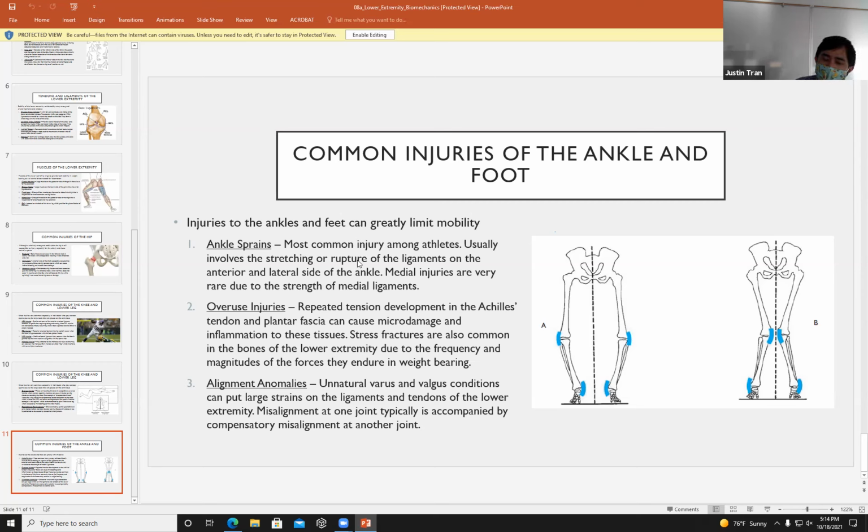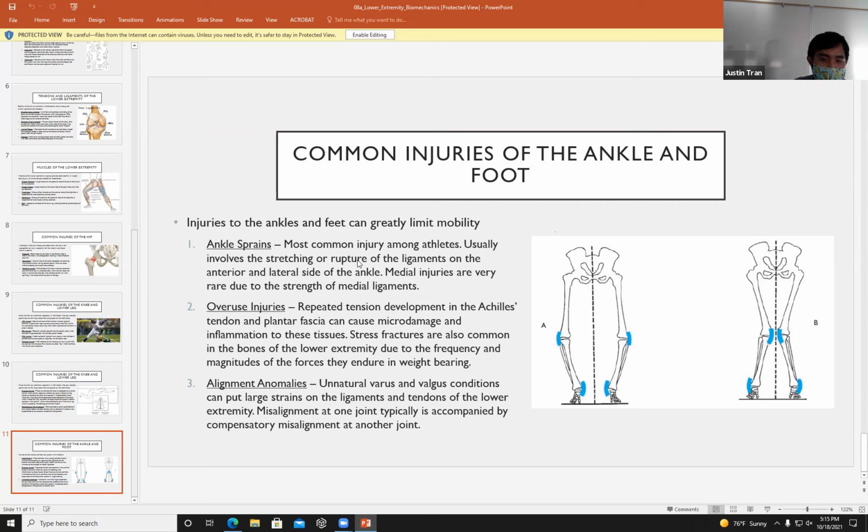Lateral ankle sprains are a lot more common, because your ankles tend to roll inward. That's because the ligaments and tendons on the outside of your ankle are naturally a lot weaker than the ones on the inside. And that's why you end up with lateral ankle sprains a lot.